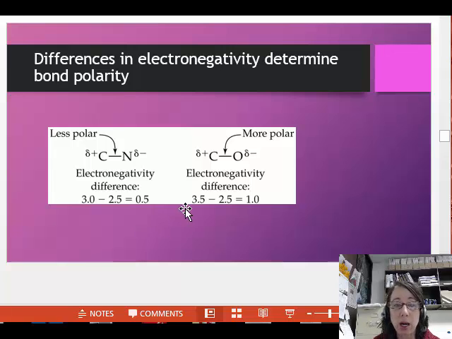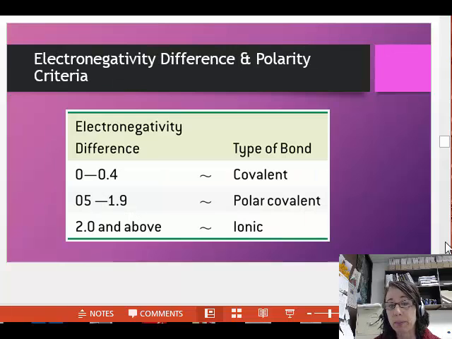Looking at the polarity of the carbon-oxygen single bond, we subtract 2.5 from 3.5, which results in a value of 1. Because the difference in electronegativity values is greater for the carbon-oxygen bond than for the carbon-nitrogen bond, the carbon-oxygen bond is more polar. The greater the difference in electronegativity values between two atoms in a bond, the greater the separation of charge, or the greater the polarity.